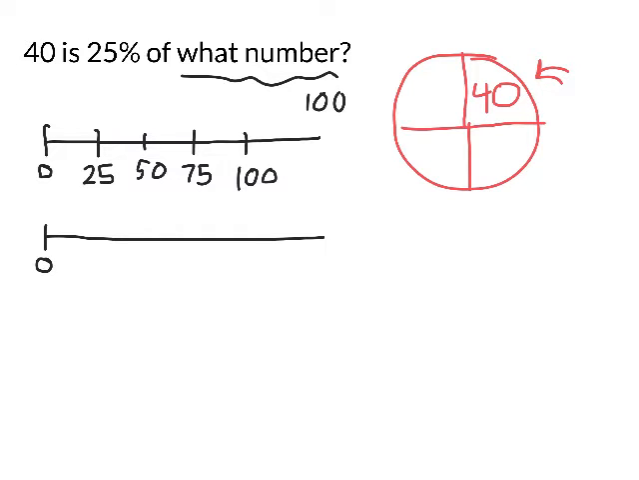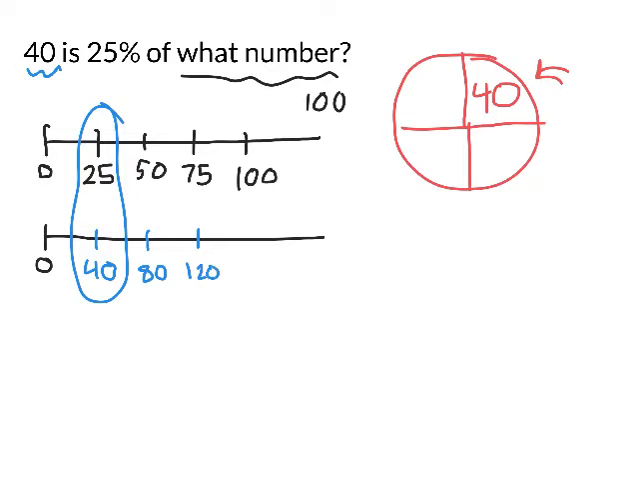My other number line is going to go up by the 40. So this one is going to start with the 40 lining up with the 25, because those are the same, right? That was what it told us in the original problem, that 40 is 25%. But then I'm still going to go up by the same interval, so if from 0 to 40 is 40, then I have to count by 40. So 80, 120, and 160. There we go.